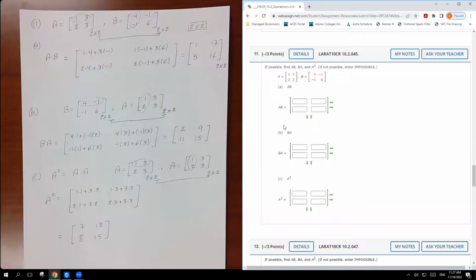So I was typing in different example. So this is 1, 17, 5, 16. For the B times A is going to be 2, 9, 11, 15. And for the A squared is 7, 12, and 8, 15.